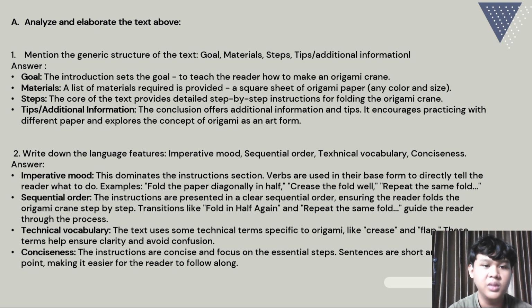The materials: a list of materials required is provided, a square sheet of origami paper. The step: the core of the text provides detailed step-by-step instructions for folding the origami crane. And the last is tips. The conclusion offers additional information and tips. It encourages practicing with different paper and explores the concept of origami as an art form.